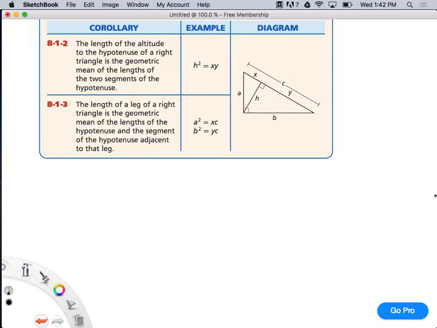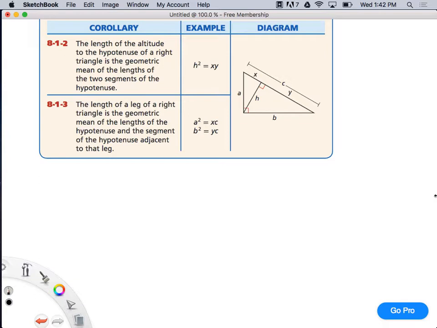So look, are we following this? Look, if I want to get this, it's the square root of this segment, the one that's adjacent to it, the one that's touching it. You see that? Okay. So A is the square root of this times this whole length.